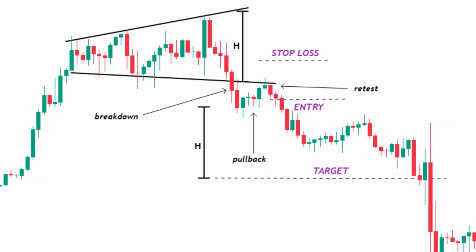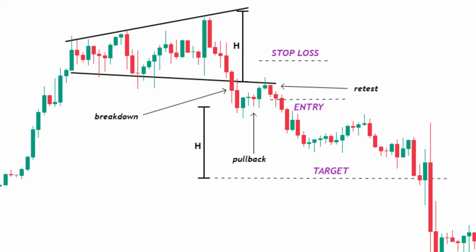Target calculation follows the structure of the pattern. The height of the expanding triangle is measured from the highest swing to the lowest swing. That distance is then projected downward from the breakdown area. This gives a realistic downside objective based on previous price behavior.